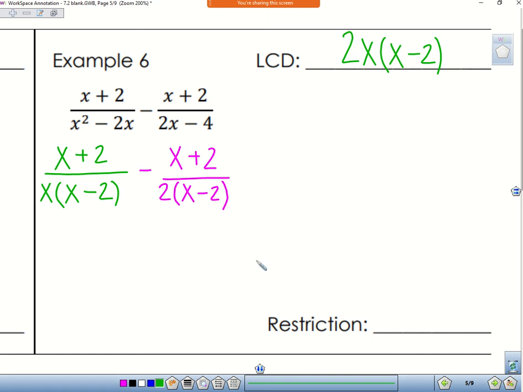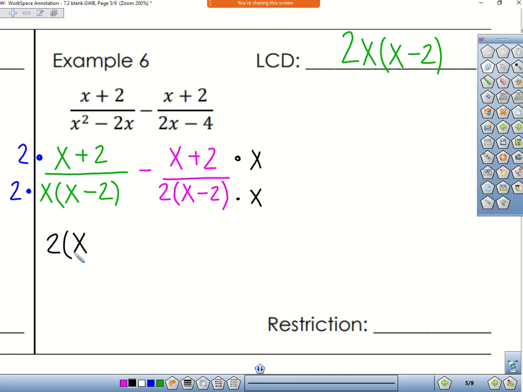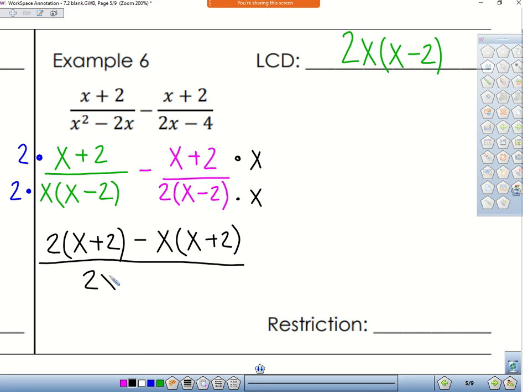So once you're at that stage, we have our LCD. So we have to figure out what we have to multiply each individual fraction by. So what do we need to multiply the first fraction by? Good, that's what it didn't have. And what about the second one? X. So this is all going to become 2 times x plus 2 minus x times x minus 2, all over 2x times x minus 2.